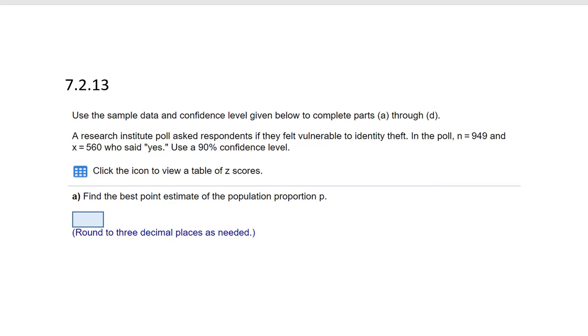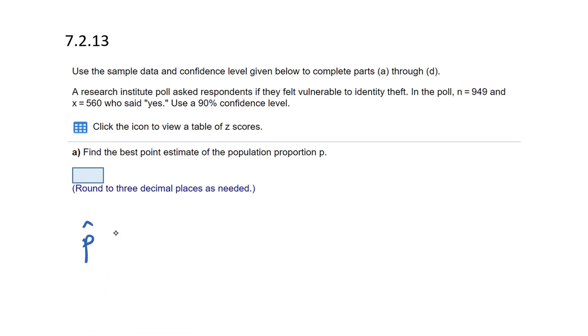Okay, so the best point estimate. If I can only use one value to approximate the number of people that feel vulnerable to identity theft, what would it be? Well, we're looking for a proportion. It would be this 560 over 949. That is my point estimate. We call that p hat, and p hat equals x over n.